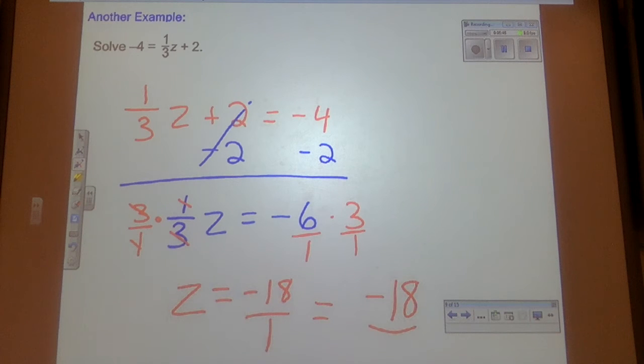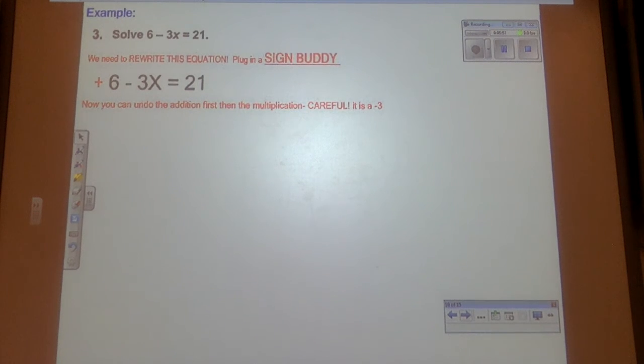And if you guys want, you could plug that back into where we see the letter z to check your answer. And note, you could pause anytime you would like here.